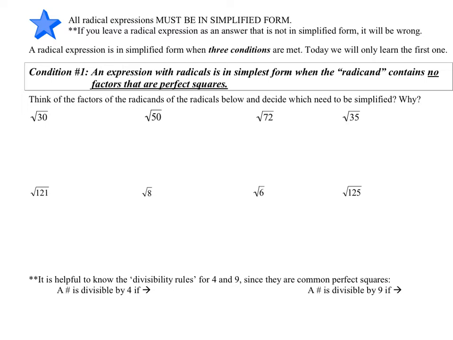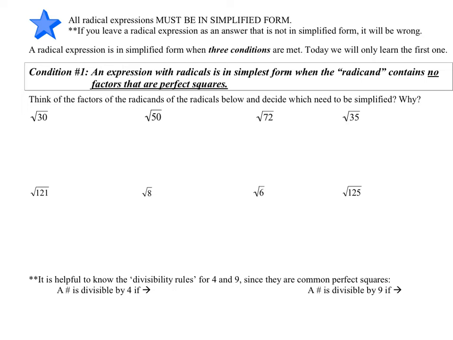So in the radical unit that we're doing, there are 3 rules to making sure a radical is simplified. And specifically, again, we are just talking about square roots today. So the first condition is that an expression with radicals is in simplest form when the radicand contains no factors that are perfect squares. So for example, if we're looking at a number, we are asking ourselves, can this number be divided by any perfect square?